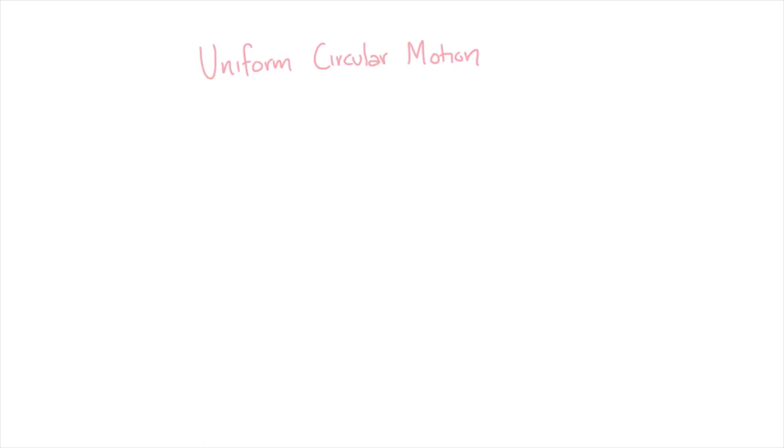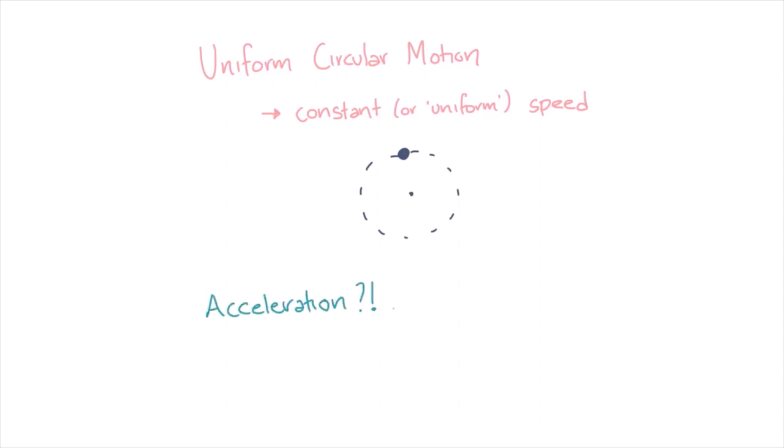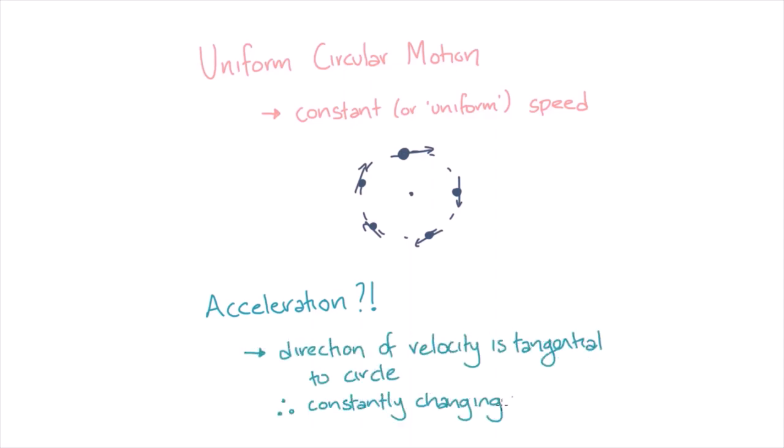So, before we get started, how can an object undergoing uniform circular motion be accelerating if it's traveling at a constant speed? What we need to remember is that velocity is a vector. While it may be traveling at a constant speed, this vector is constantly changing direction for the object in question. Since the velocity is therefore changing, the object is accelerating. So let's find the acceleration of the object.